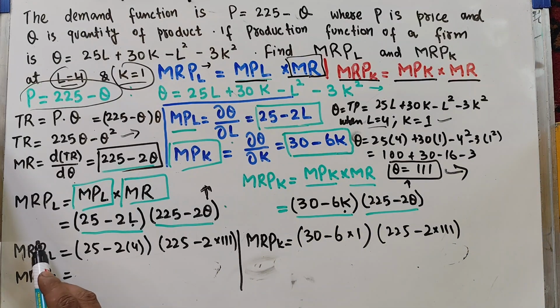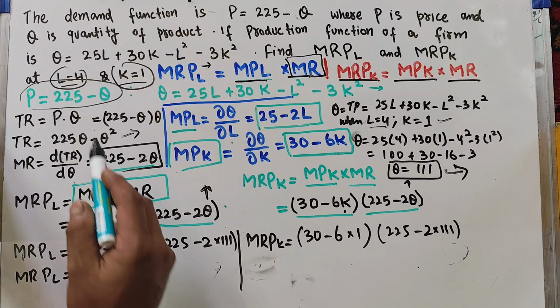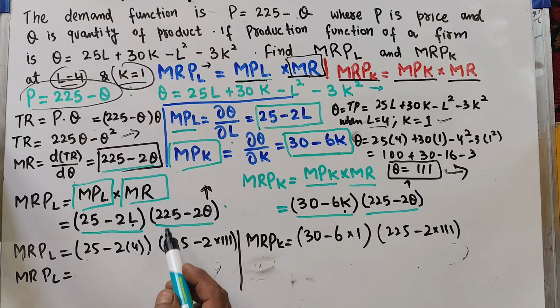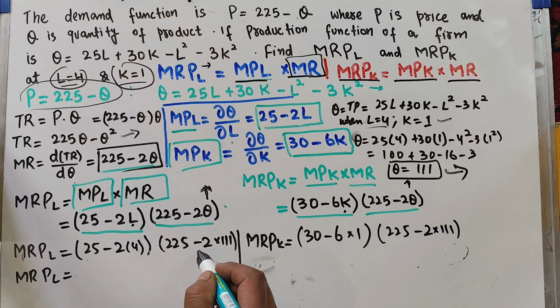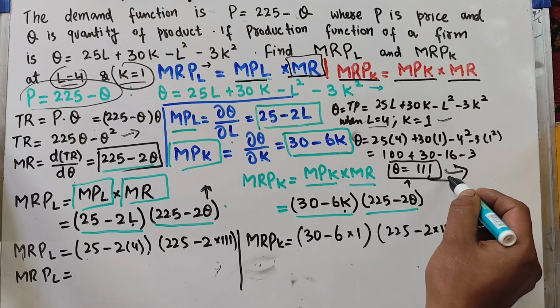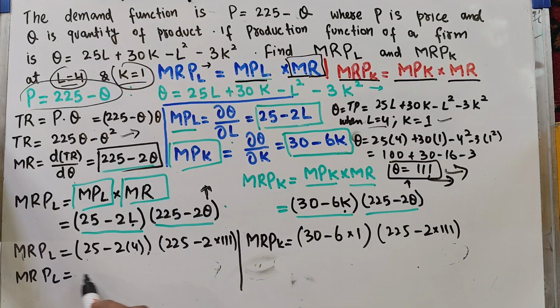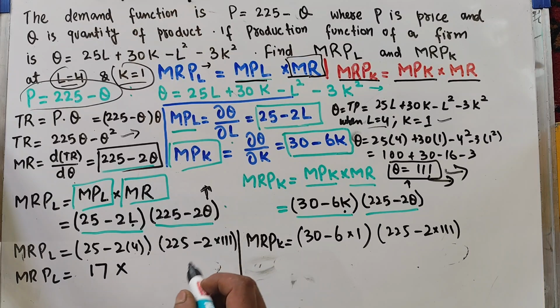Then marginal revenue product of labor will be equal to 25 minus 2 times the value of L, which is 4, so we write here 4, times 225 minus 2 into Q, which we calculated as 111 here. Solving this, 25 minus 2 4s are 8, it comes out to be 17, times 225 minus 222, it comes out to be 3, which comes out to be 51.